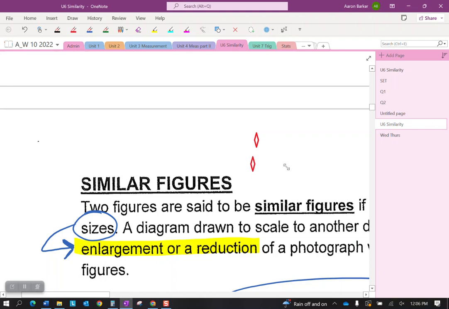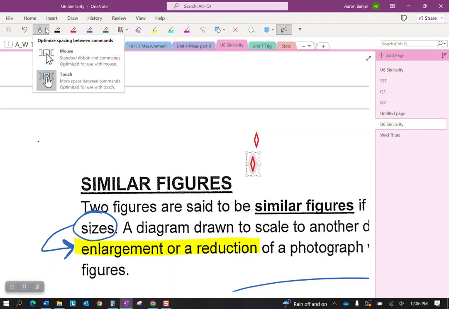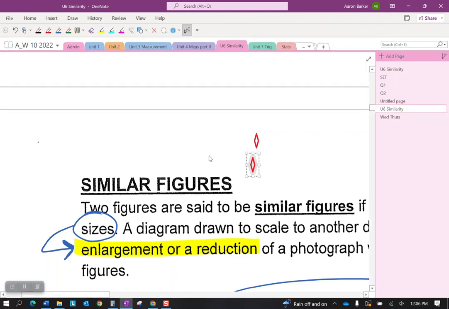Okay. So if I pull it in this direction, I'll be changing the angles. Oops, there we go. Oh, because the mouse isn't working, I turned it off. Okay. So pointing in this direction, I'm changing the shape. Those 2 diamonds are not similar anymore.